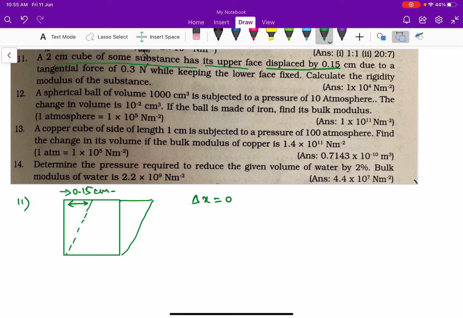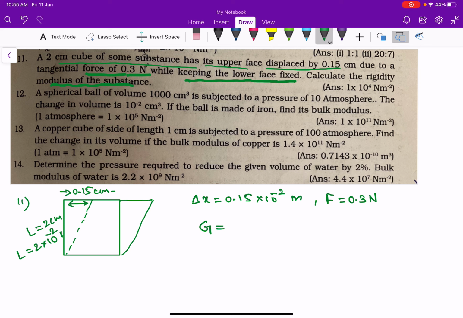So delta x is equal to 0.15 into 10 to the power of minus 2 meters, due to a tangential force of 0.3 newtons, while keeping the lower face fixed. Calculate the rigidity modulus of the substance. Rigidity modulus G is equal to, here length L is equal to 2 centimeters, that is L equal to 2 into 10 to the power of minus 2 meters. So rigidity modulus is equal to force per unit area divided by delta x by L.